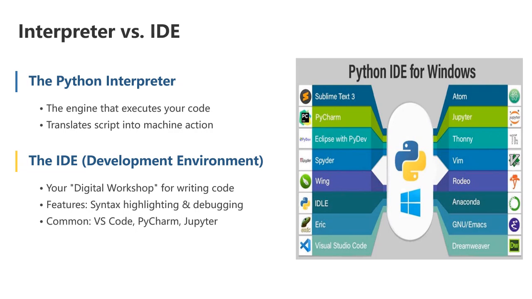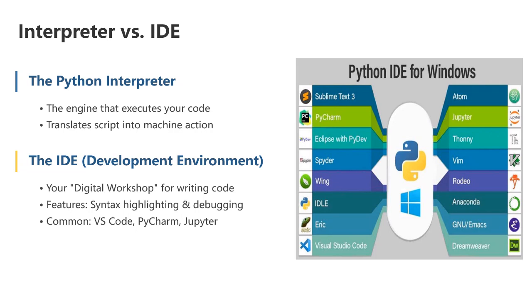The difference between the Python interpreter and an IDE. First, the Python interpreter. This is the core engine that actually runs your code. Without it, the computer wouldn't know what to do with your instructions. As mentioned here, it translates your human readable scripts into a language the computer's processor can execute.